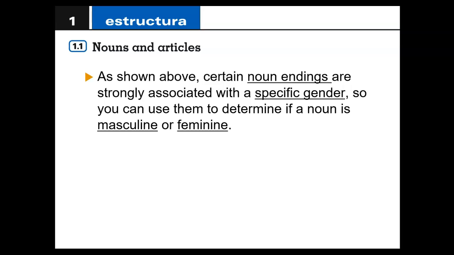Moving on, it says, as shown above in the chart we just looked at, certain noun endings are strongly associated with a specific gender. So you can use them to determine if a noun is masculine or feminine. Those endings are really going to help you determine whether or not it's feminine or masculine.